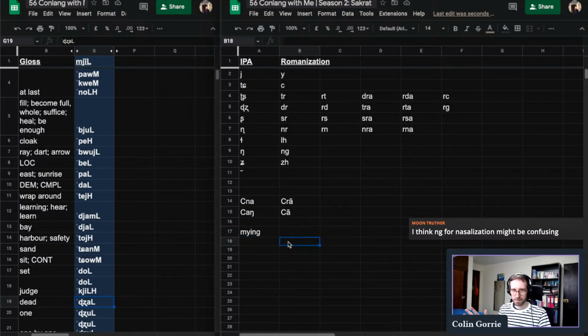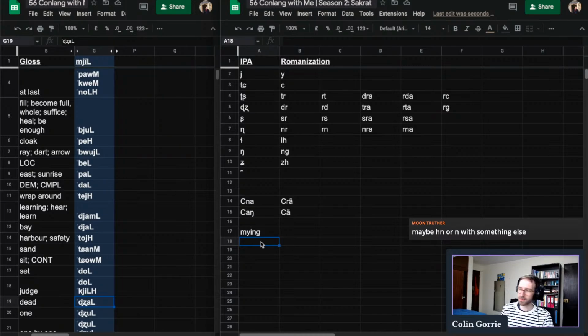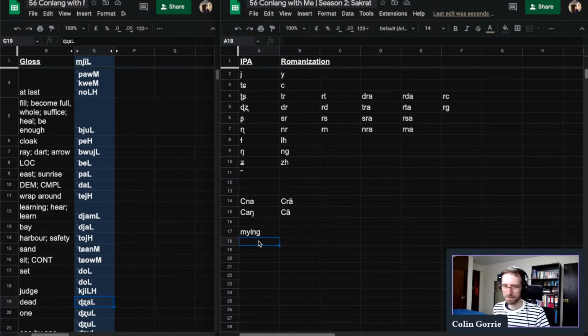So I'm seeing Moontruther saying NG for nasalization could be confusing. The question is, we have two suprasegmental features. We have tone to contend with, and we have nasalization. And we have to fit them both on the same vowel. And if we want to avoid diacritics, then yeah, we're going to have to do something.